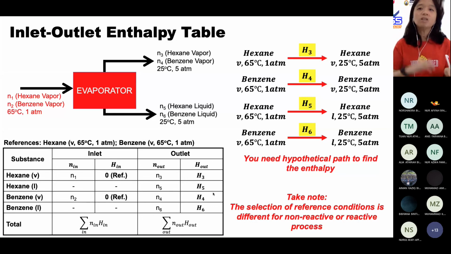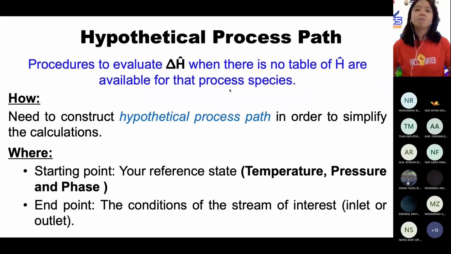Once you have the total enthalpy in and total enthalpy out, then we calculate Q. What is Q? Q is heat, right? Heat supplied or heat released from the equipment. So Q is total out minus total in. Later we will look at the formula for how to calculate Q. So that's the gist of doing an energy balance: block diagram, reference condition, inlet and outlet enthalpy table, and calculate Q. In this example I have not shown Q yet, but you have to calculate Q. Okay, done. So next is the hypothetical process path.